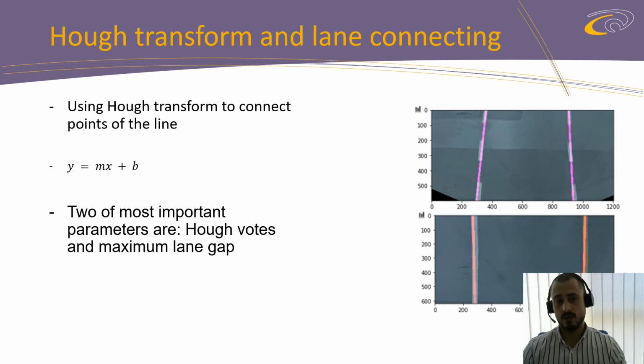For detecting such lines, it is important to properly set all the parameters of the Hough transform passed to OpenCV functions. For us, two of the most important parameters were Hough votes and the maximum lane gap between points, which are to be joined to make a line. Hough transform will return multiple lane segments that need linear extrapolation into a single lane.